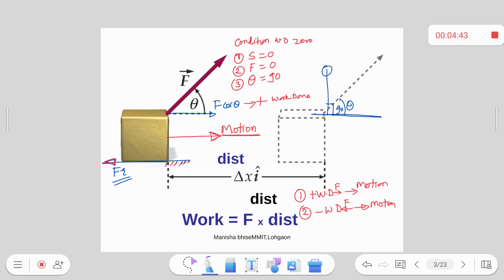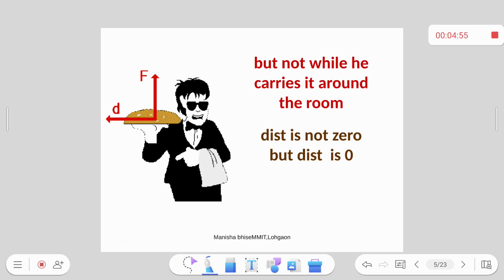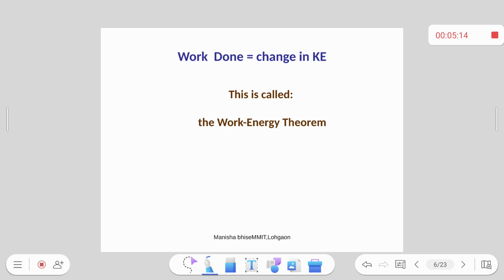Now, this is, we can see, the atlas. Atlas holds up the earth, but it does not move. If it does not move, then obviously work done is zero. If the meter is moving in the horizontal direction and the applied force is perpendicular, then the work done is zero. He is walking horizontally, force is applied vertically, then the work done in this case is zero. Now we will see the work energy principle.